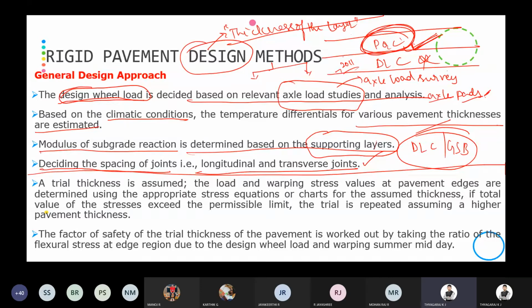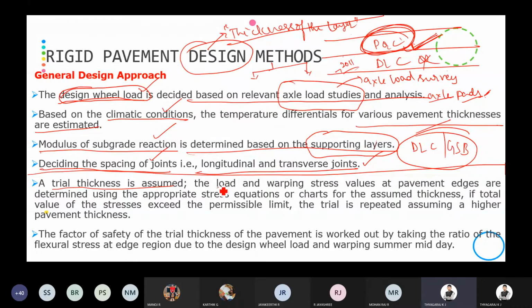Then what we are going to do is assume a trial thickness, a trial thickness of around 25 centimeter or 30 centimeter. Initially, we are going to assume the thickness by looking at the parameters they have given, that is, the design wheel load, climatic condition, modulus of subgrade reaction, and spacing of joints. By looking at all these criteria, first we are going to assume a trial thickness.